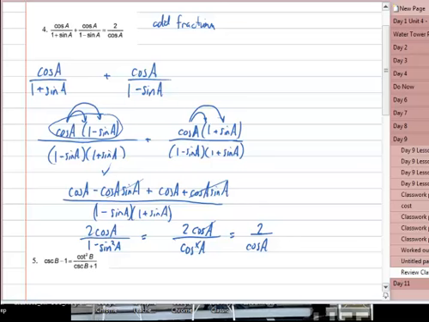I'm just going to write in the reasons later on, so you can see what we did to each term. I'm just going to pause the video so I don't bore you to death with it, and then we'll move on to the next problem.